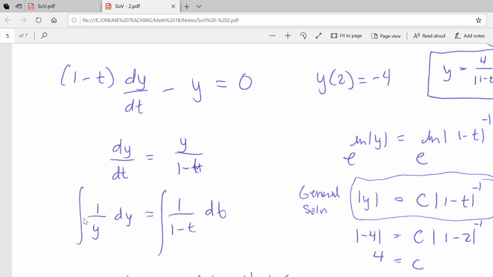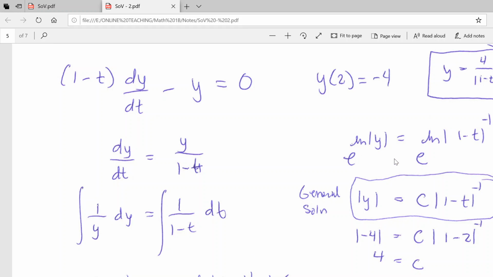The antiderivative of 1 over y is ln absolute value y, and the antiderivative of 1 over 1 minus t is ln absolute value 1 minus t, but you need a negative out front, because the derivative of this is 1 over 1 minus t times the derivative of 1 minus t, which is negative 1. And so that negative kills it. So you would need a substitution to have it actually work.